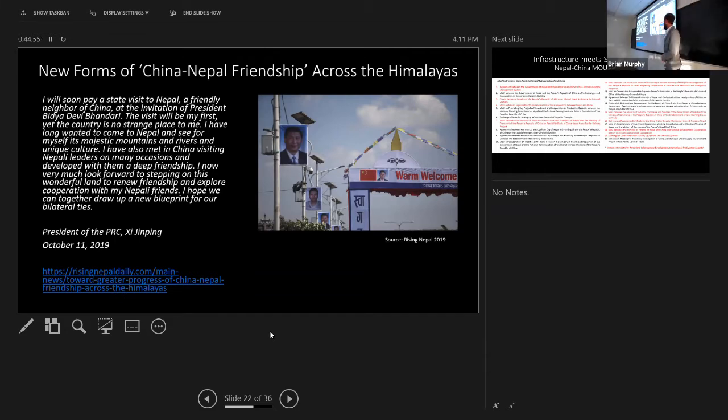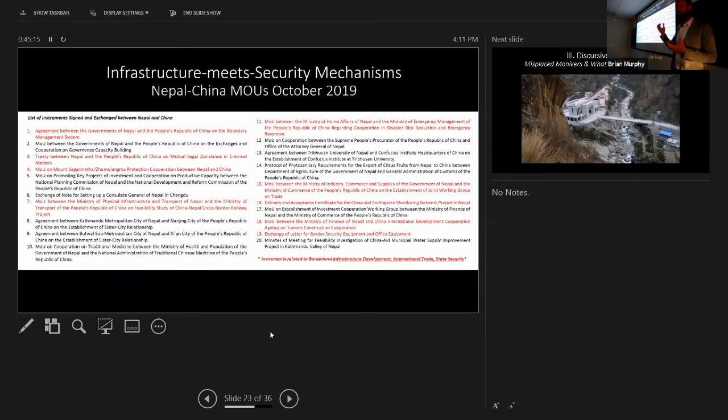In addition to Kathmandu City being emblazoned with profiles of Xi and Bhandari and much warm welcome, much of the blueprint for these new bilateral ties raised great concern for much of Nepal's population in the northern border areas, which are largely culturally and ethnically Tibetan, where much of this development is taking place. Again, the red here highlights that which is part of this infrastructural relationship, infrastructure development, international trade, and state security.